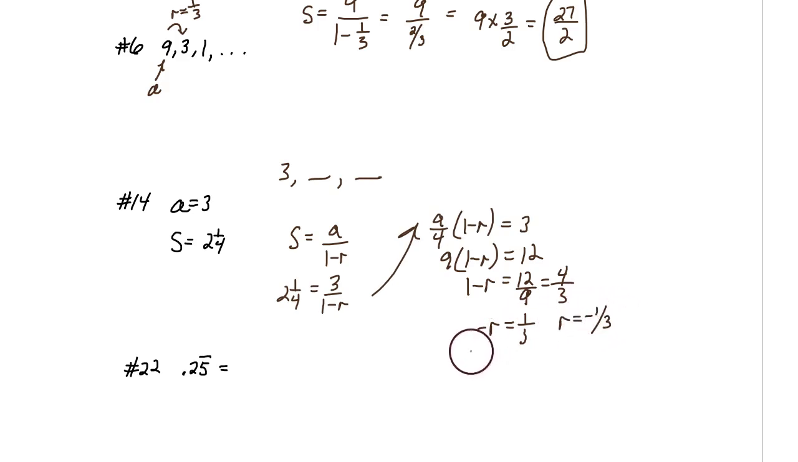We multiply by negative 1/3 to find the successive terms in the series. 3 times negative 1/3 is negative 1. Negative 1 times negative 1/3 is positive 1/3.